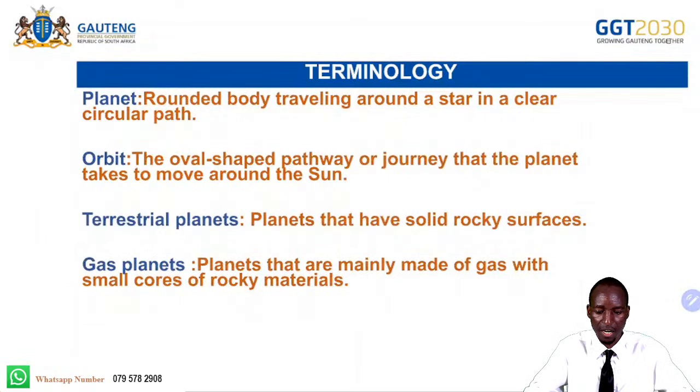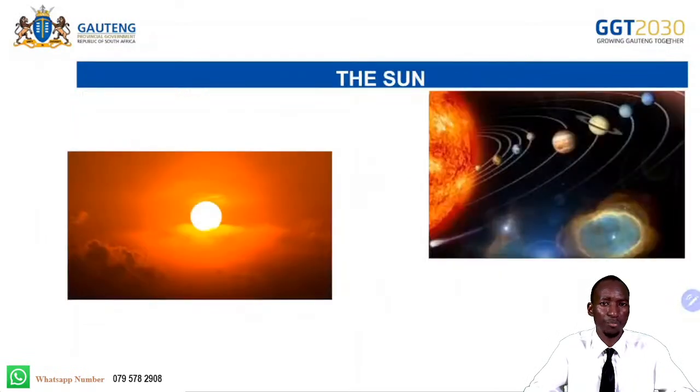That is the terminology you're supposed to master and remember all the time. Right, let's move on as we go through the detail of our lesson. We're going to look at the sun. Remember, we just defined the sun as a medium-sized star which is found at the center of our solar system. And now we have to find out more about the sun.